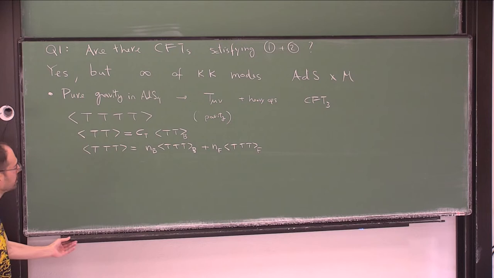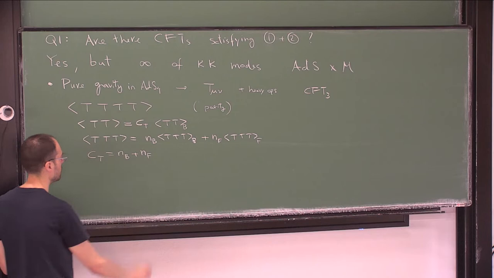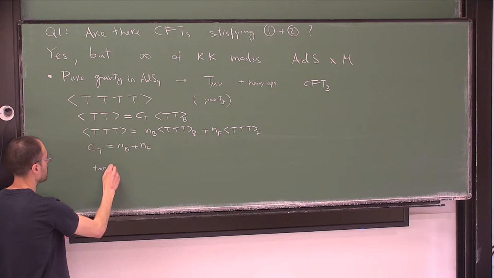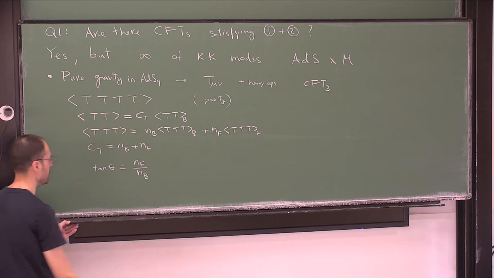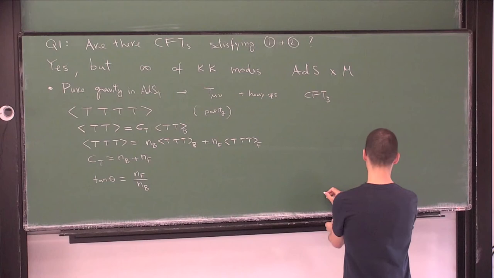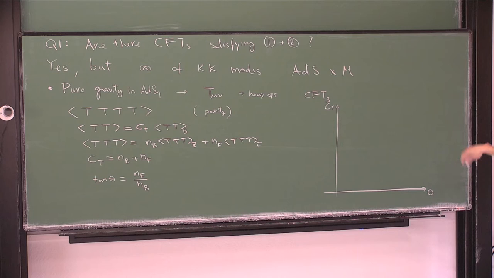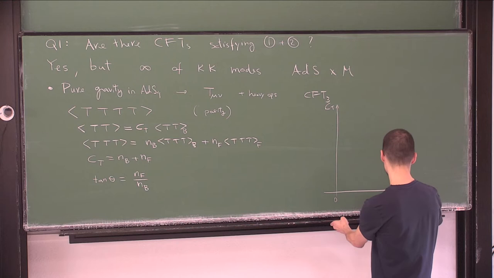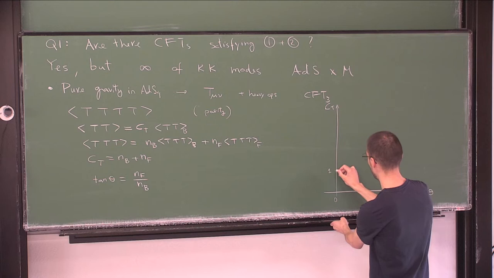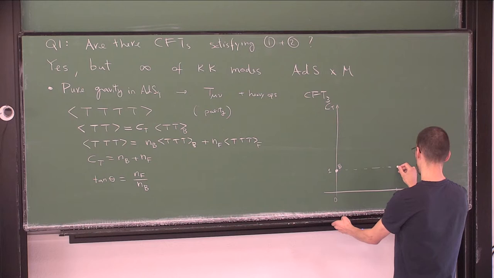And then there's a Ward identity that relates these two, so there are actually only two independent parameters, and so I will use CT and an angle theta to show the plot, which is given by the ratio of these two parameters. So CT and theta, maybe I'll plot it here as a function of theta. You can see these plots in their paper. So all CFTs must live in this plane, all 3D CFTs. And there are two special points that I can already mark. If you go here at one, this is the free boson CFT, and this is the free fermion CFT.